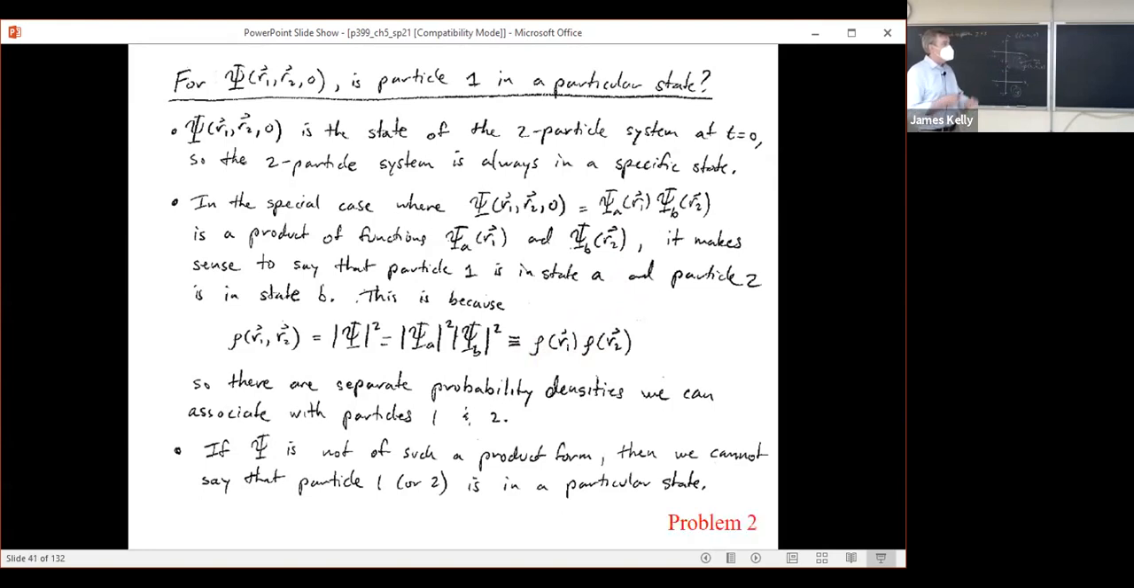And the example I want you to work through is problem 2, which looks very similar, except that notice the function in problem 1 was of a product form. The function in problem 2 is not of the form of a product. It's a sum of products, but it's actually not an overall product.